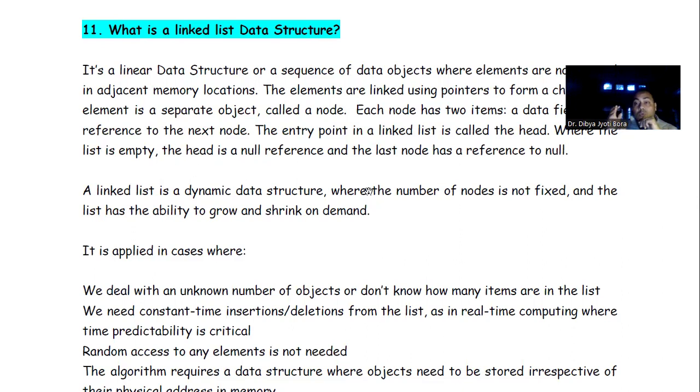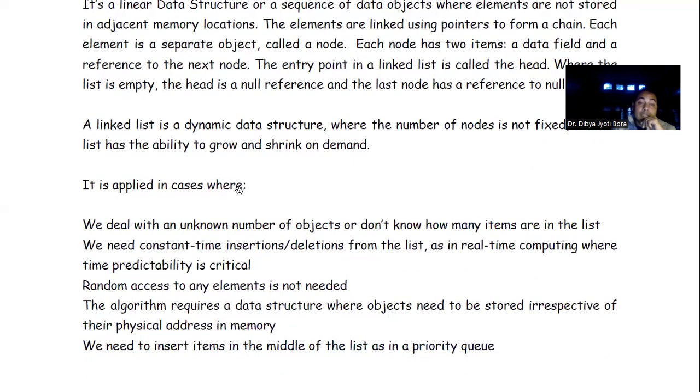It may grow. Obviously, as far as storage is concerned, it can grow up to a particular storage limit that you have in your system, but it has the ability to grow. Then it also has the ability to cut a few nodes, that means to shrink on demand. It is applied in cases where we deal with an unknown number of objects, or we don't know how many items are in the list.